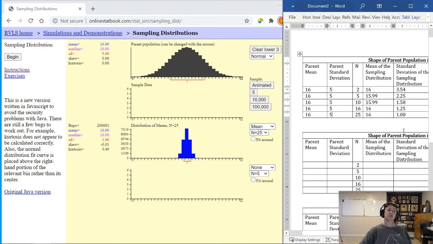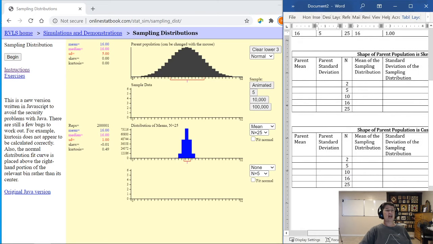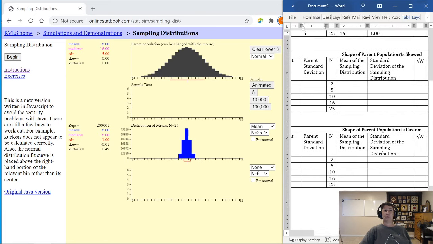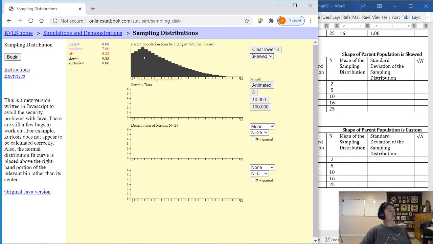Let's try it with a different shape and see if it changes anything. So this time, let's make the shape of our parent population skewed. So I'm just going to take this parent population and make it skewed. Inside this little applet, it has a nice little animation, and we can change it around just to look at this sampling distribution. And here's a skewed parent population.